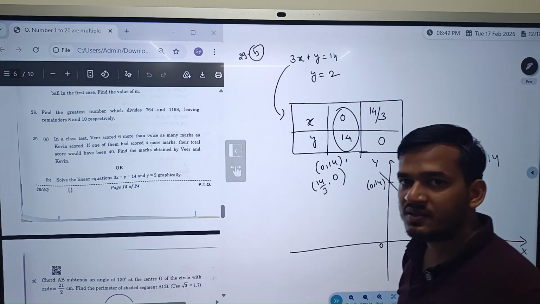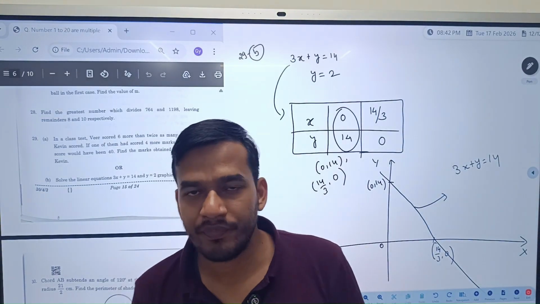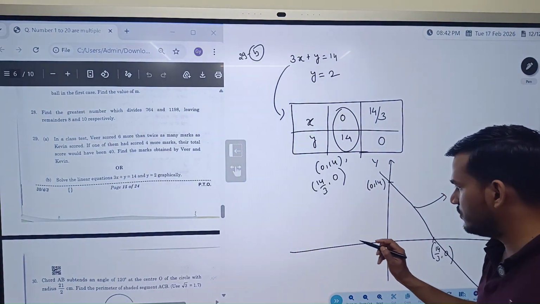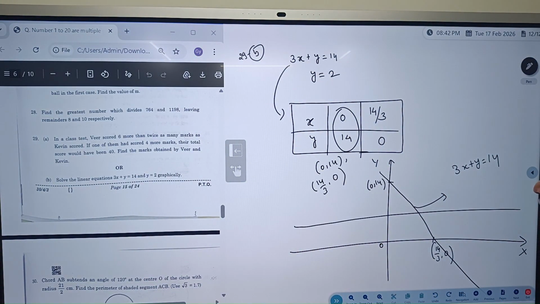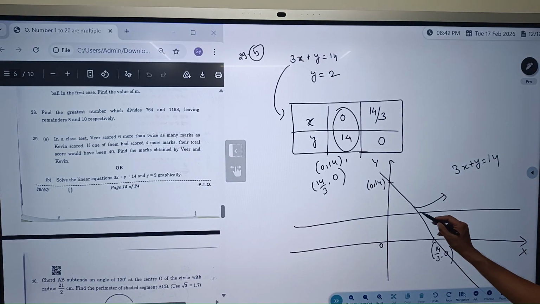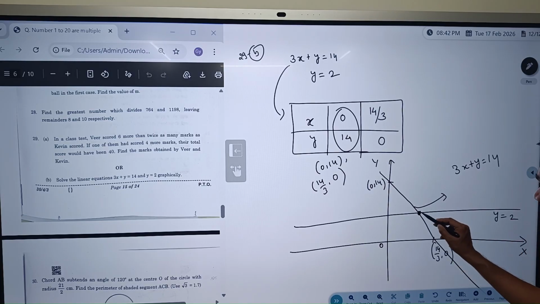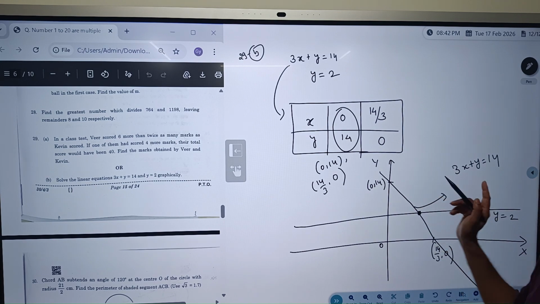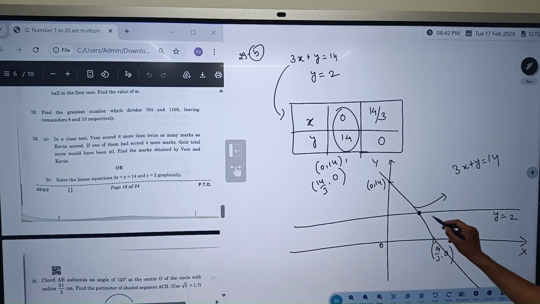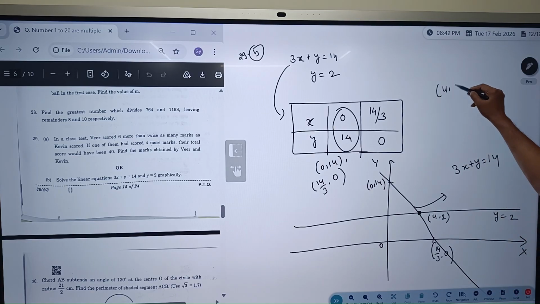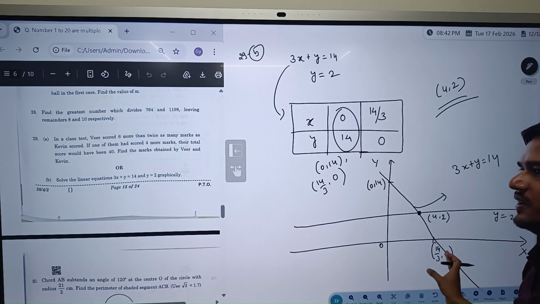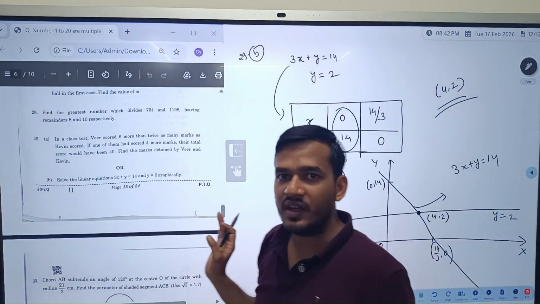Now the second line is y equal to 2. So y equal to 2 is the line parallel to the horizontal axis. This line is y equal to 2, and this is the point of intersection. You have to draw this on the graph paper, and finally you will get the answer as 4 comma 2. So 4 comma 2 is the solution of this graphical part. You can check this question on the graph paper.